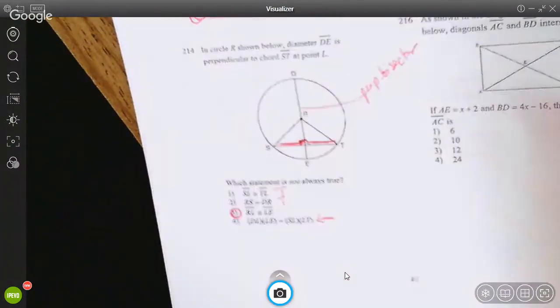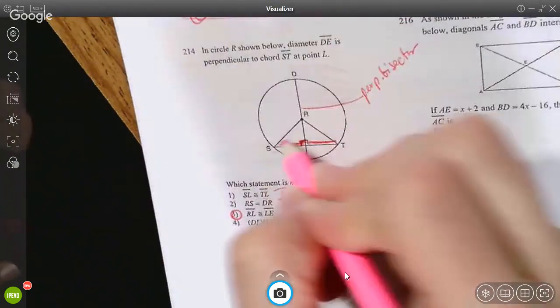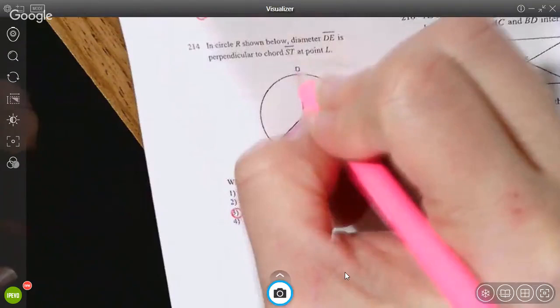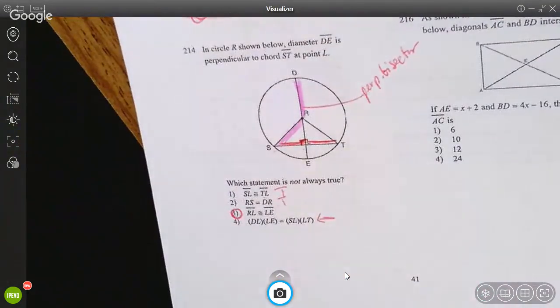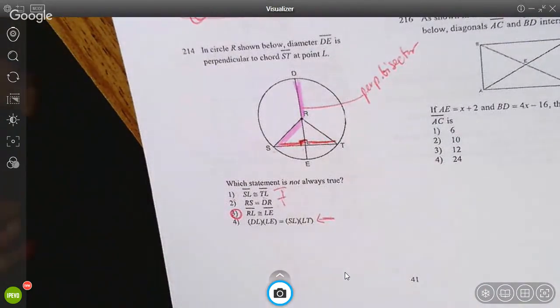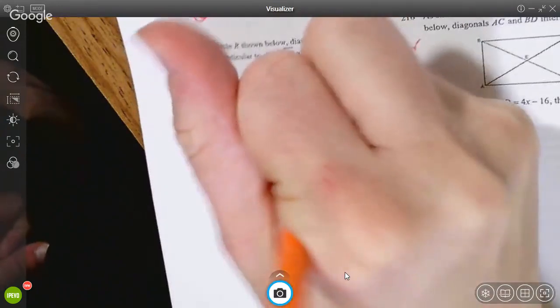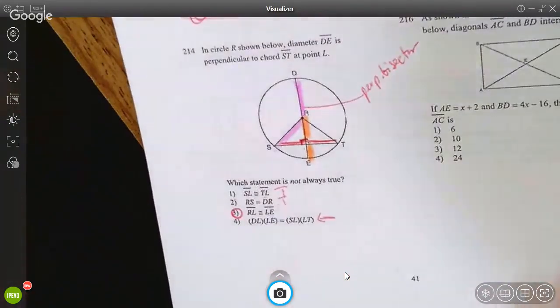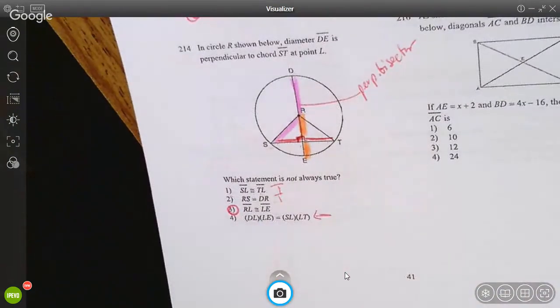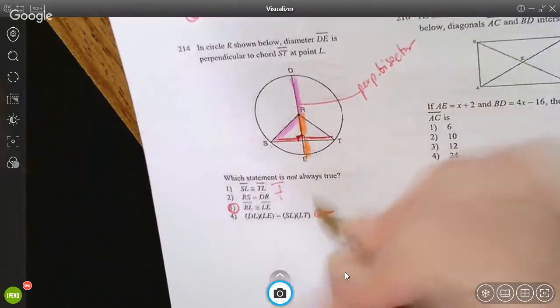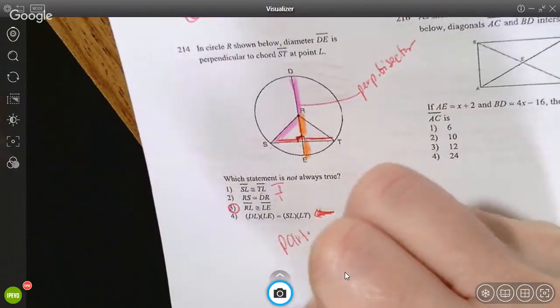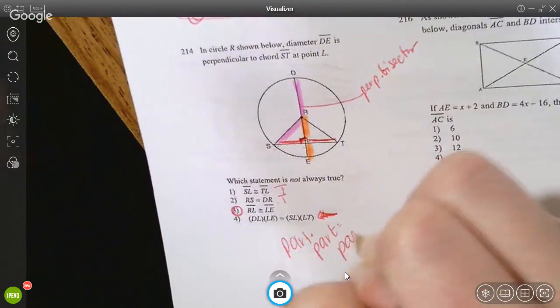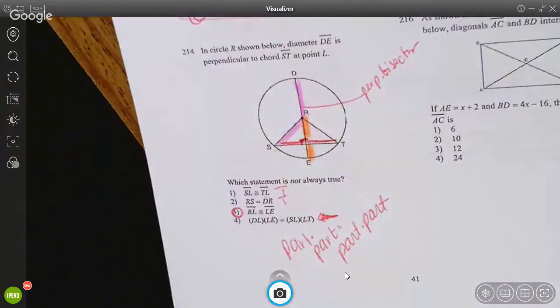RS and DR. Well, here's RS, here in pink. Here's DR. Even though they might not look like it, they are the same measure because they're both radii of the circle, and all radii of a circle are the same. RL is this piece, and LE is this piece. That is not always true. This last one is true because that's the idea of part times part equals part times part that we did during the circles unit. So that's always true. It's just stating a formula.